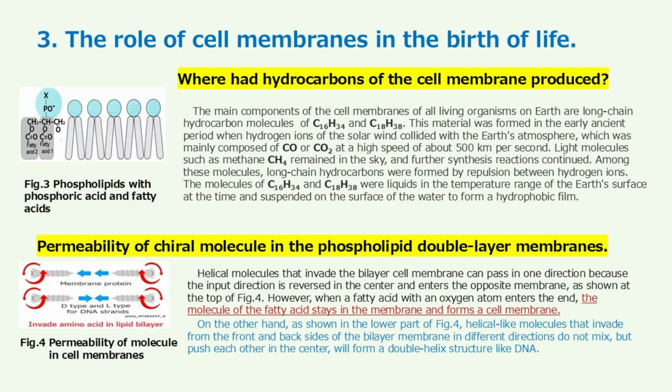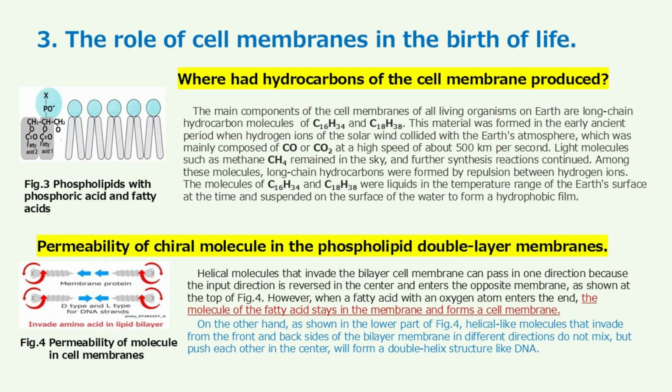Light molecules such as methane CH4 remained in the sky, and further synthesis reactions continued. Among these molecules, long-chain hydrocarbons were formed by repulsion between hydrogen ions. The molecules of C16H34 and C18H38 were liquids in the temperature range of the Earth's surface at the time and suspended on the surface of the water to form a hydrophobic film.